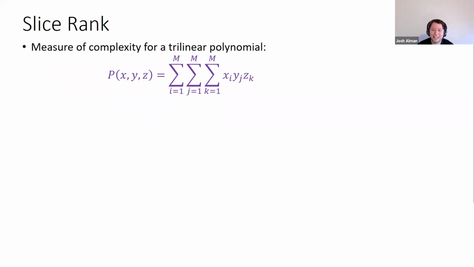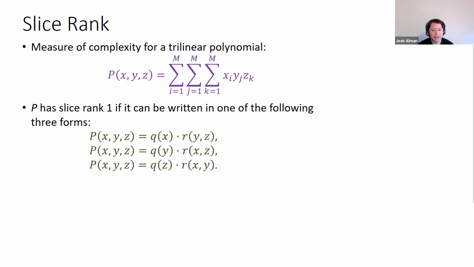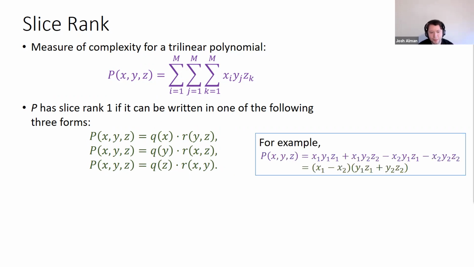So we say that a trilinear polynomial has slice rank 1 if it can be written in one of these 3 forms. So we say slice rank 1 if it's some polynomial in just the x's times a polynomial in the y's and the z's, or a polynomial in just the y's times a polynomial in the x's and the z's, or a polynomial in just the z's times a polynomial in the x's and the y's. So for example, here is a nice trilinear polynomial with 4 monomials, and we can see that it can be written in this way as just x1 minus x2 times some polynomial in the y's and the z's. So that shows that this example polynomial has slice rank 1.